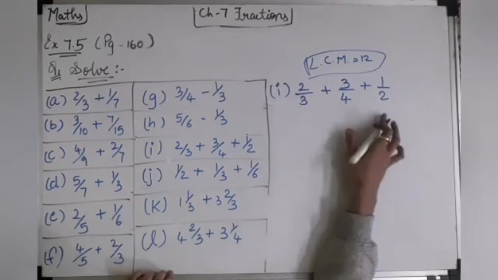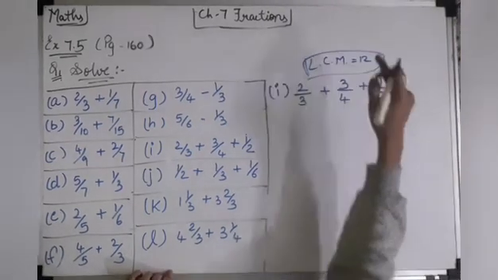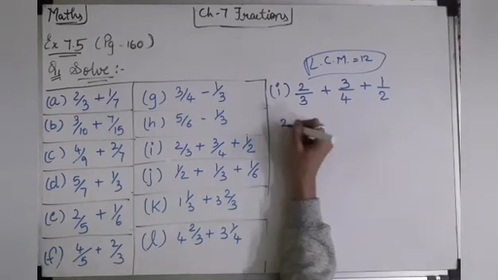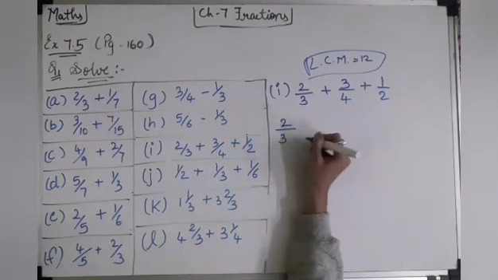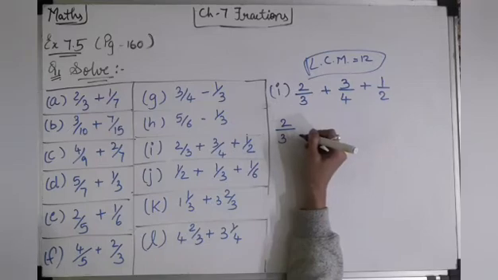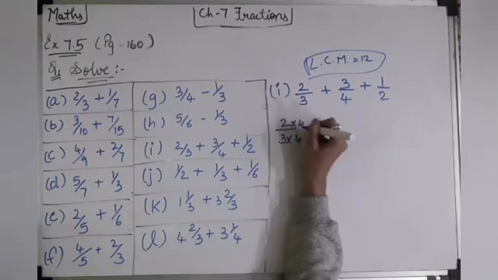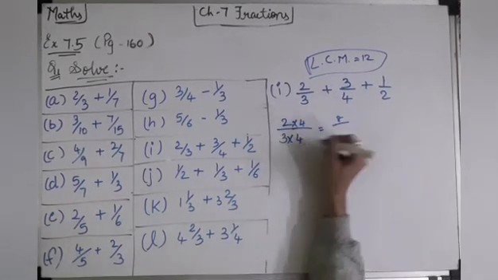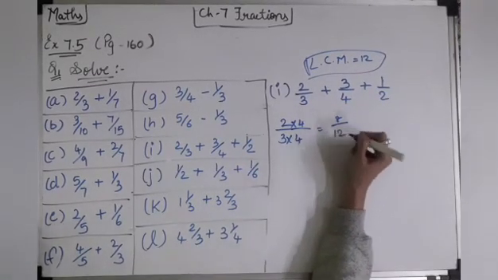So in all 3 fractions we need denominator as 12. So how we will take out? See it very carefully. 2 upon 3. So by which number I will multiply, so I will get 12? By 4. Okay. So in numerator also I will multiply by 4. 2 4s are 8 and 3 4s are 12.